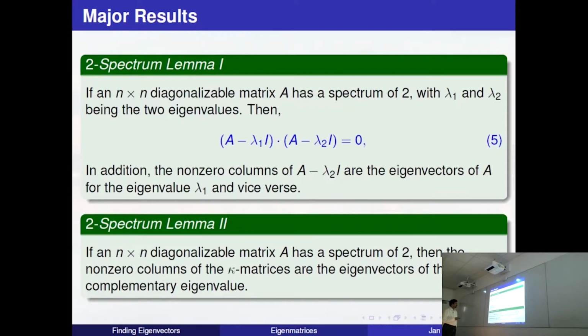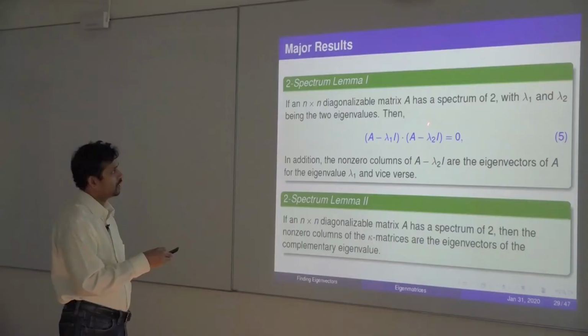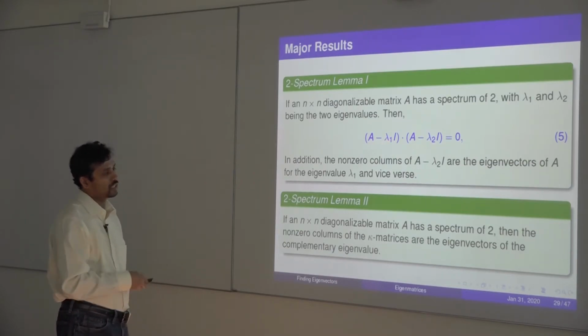And that's the key result for why we can find the eigenvectors the way we find them. Because the product is 0, you can consider these as columns. If you pick a column as a vector and multiply this matrix with it, it equals 0. In other words, that's an eigenvector of lambda 1. You can pick any column here, and when you multiply you get 0. So any non-zero column of this is an eigenvector of that.